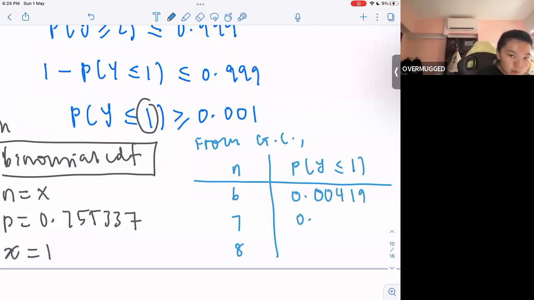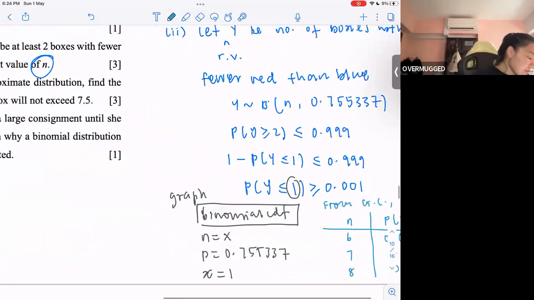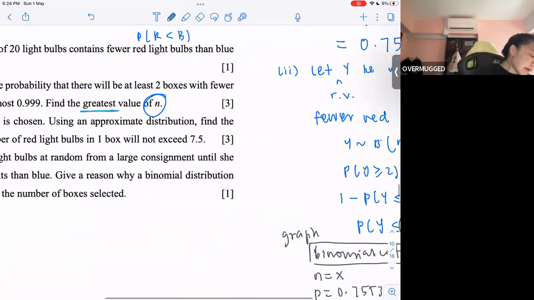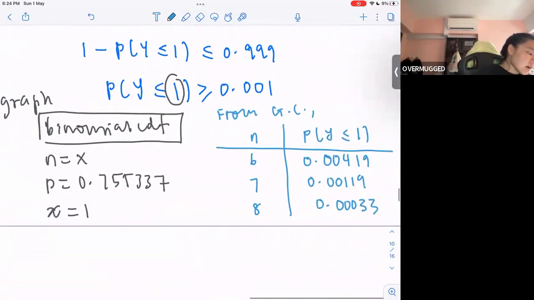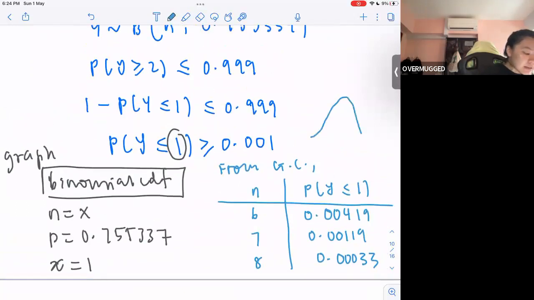0.00419, 0.00119, 0.00033. And they're asking for the greatest possible value of n. And you see over here, because your distribution actually follows like that, right? It goes up and then down. And you realize that over here, it went up and then it went down again. It went down.